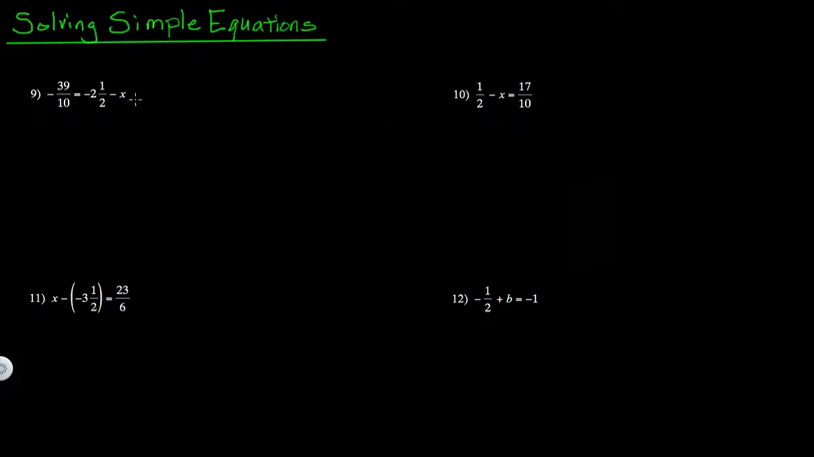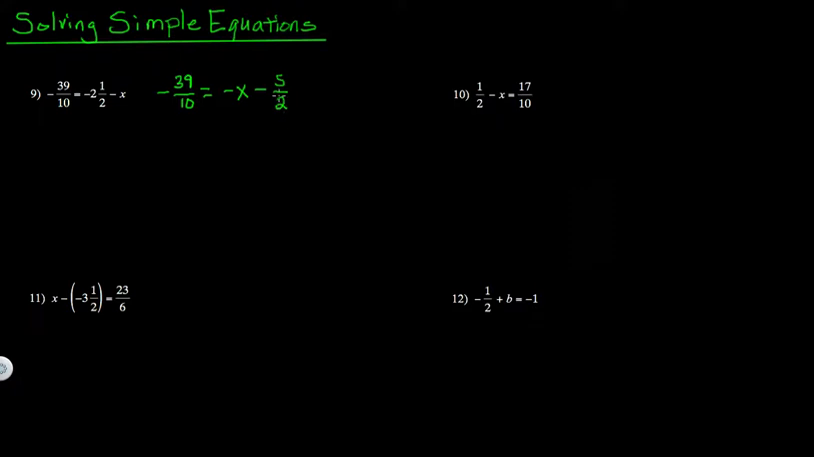So we said our method here is to first use the commutative property if necessary to make sure that the variable comes first. So we're going to rewrite this first equation, and we're going to do two things. We're going to convert this mixed number into an improper fraction, and we're going to use the commutative property to switch the terms. So rewriting this becomes negative 39 tenths is equal to negative x minus, okay, so the negative 2.5 as an improper fraction is going to be 2 times 2 is 4 plus 1 is 5, so that would be minus 5 halves.